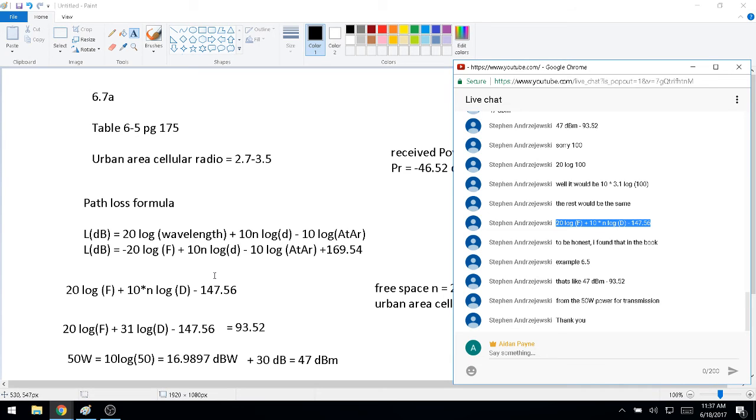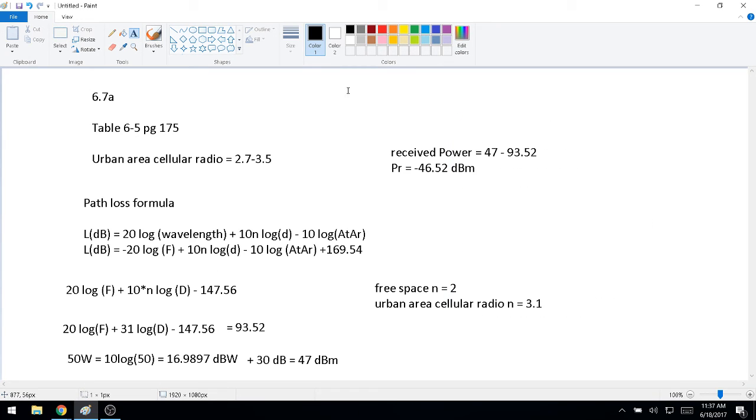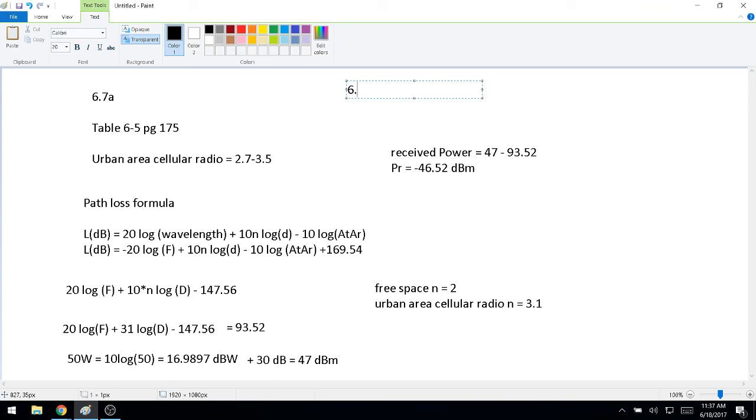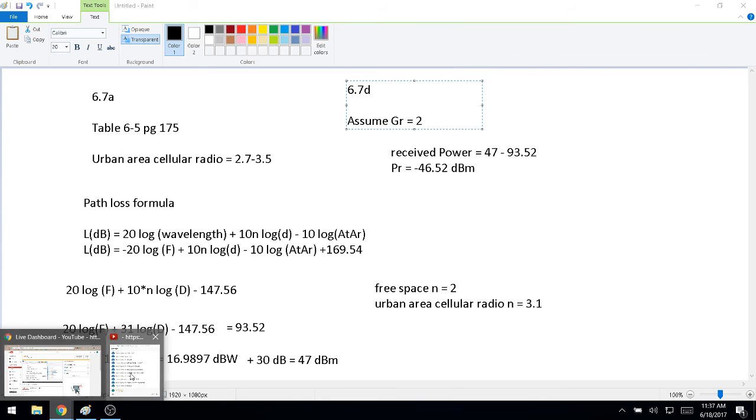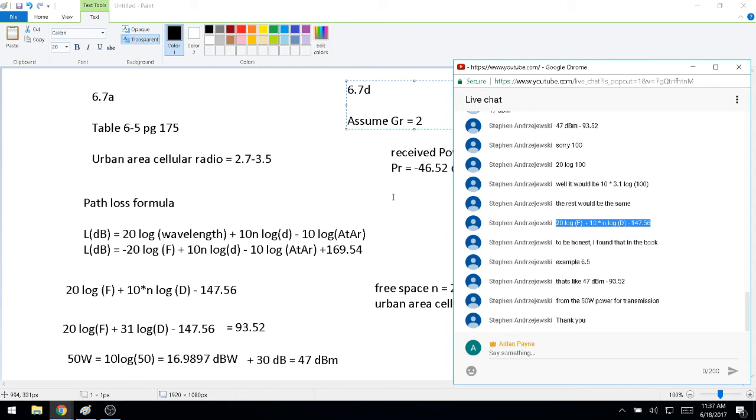But for part D, it's saying that we have to assume, let's see, 6.7 D. It says assume the receiving antenna has a gain. Assume gain receiving equals 2. And so how does that affect our final answer? If we know that the receiving antenna has a gain of 2, and that's just 2, that's not 2 dB, that's just 2, what effect does that have on our final received power?